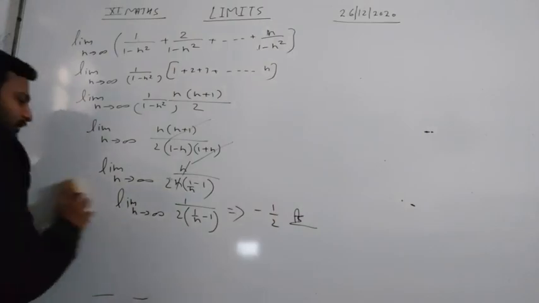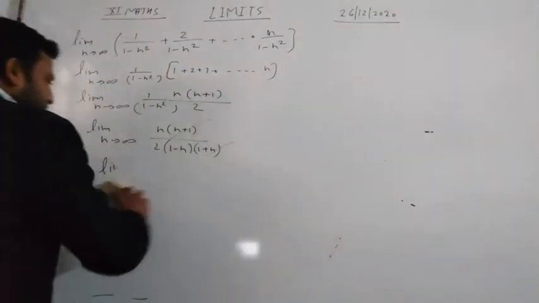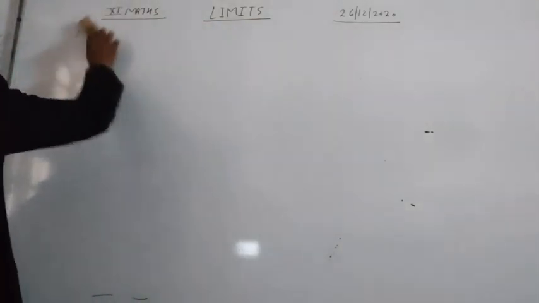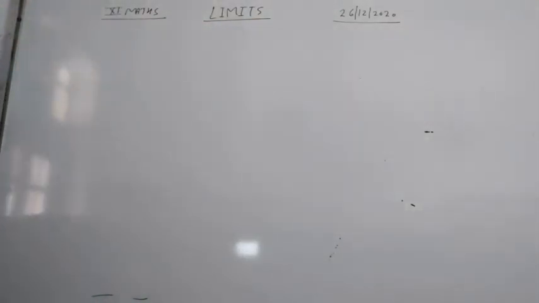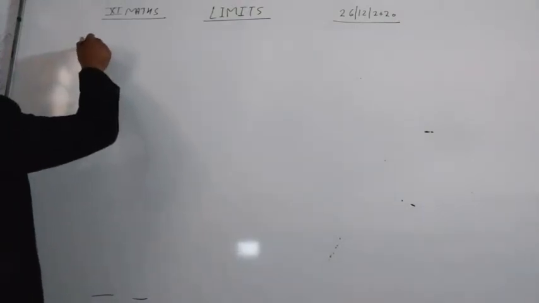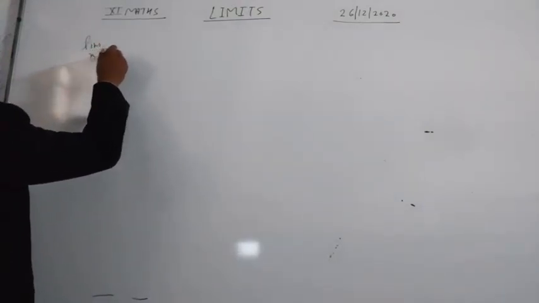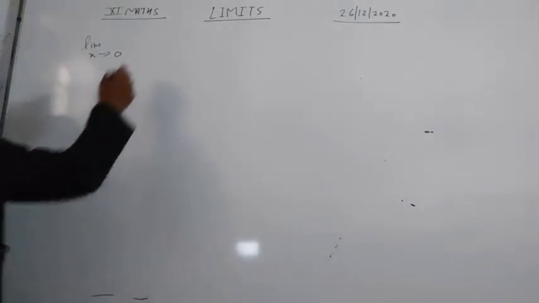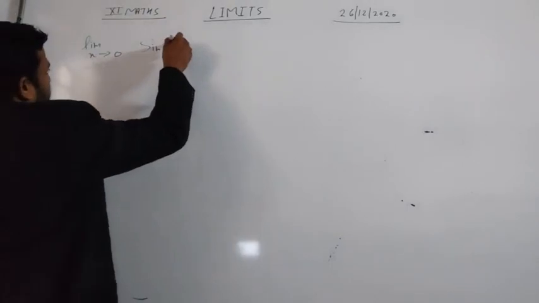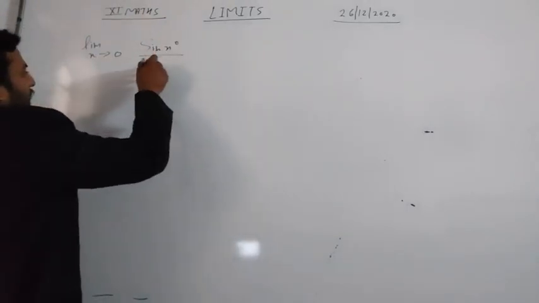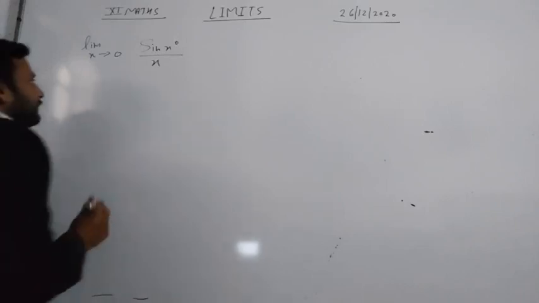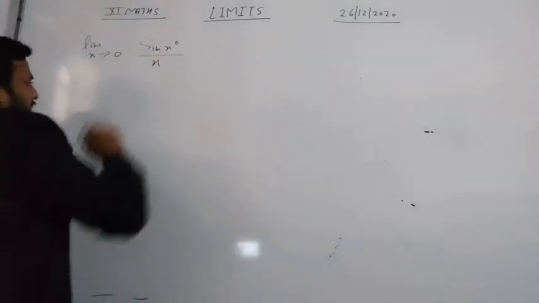Now we see another question. Let's see. Our next question is limit x tends to 0 of sin x degree by x. We have to find the value of this limit. So you know this is x degree.